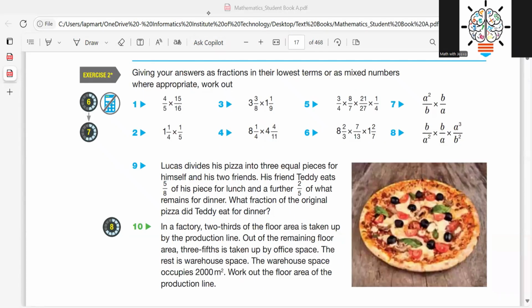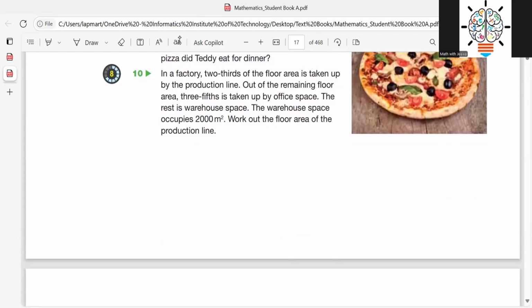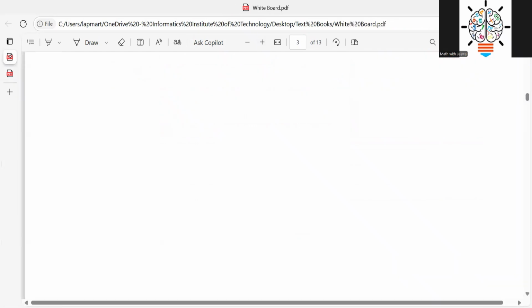When we want to move to exercise 2 star, we just read question number 10, children. So when you are reading this kind of question, that in a factory, 2/3 of the floor area. While you are reading the sum, see what I am doing here. While reading, you write, so this is the factory, right? The factory premises, and the factory.